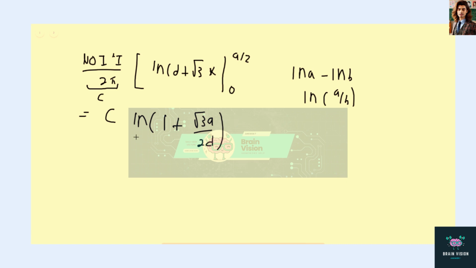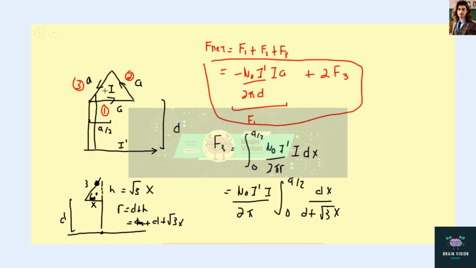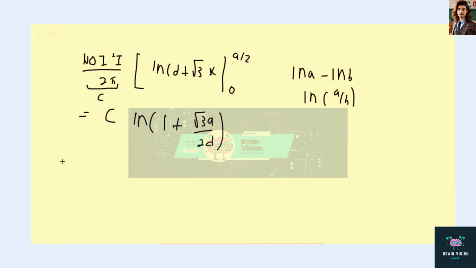Okay, so there is our force made from section 3, and that's in the negative x direction. And then by symmetry, we know section 2 makes the exact same force. And we've already found our force from section 1. So now we can add all of these up. And so our net force is the force from section 1, mu naught I prime times a over 2 pi d. And that was an attractive force.